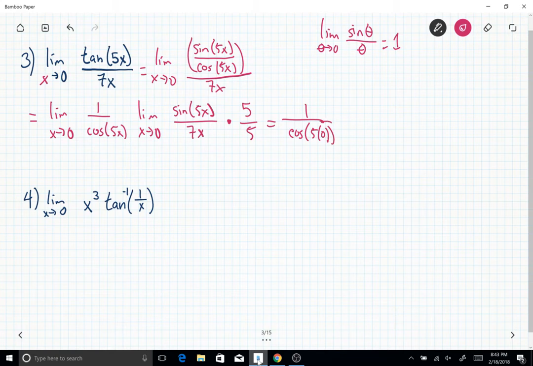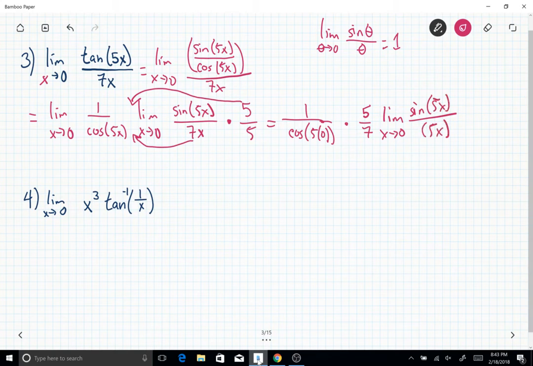Times, now I'll do a quick trick in terms of that second one. We're going to move this 5 out into the front of the limit along with this 7. So times 5/7 times the limit. So we'll still have that limit in there, x approaching 0 of sine of 5x over 5x. So notice that's more in the form of sine of theta over theta now, because we have both the 5x in the numerator and the denominator is approaching 0. And so this whole piece approaches 1.